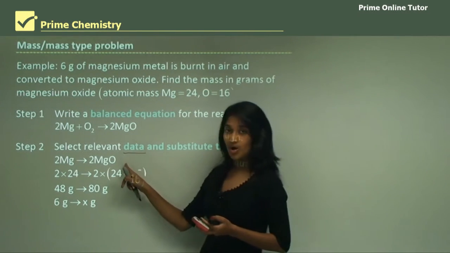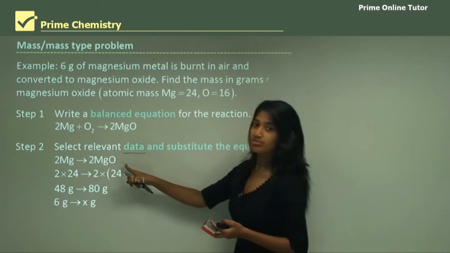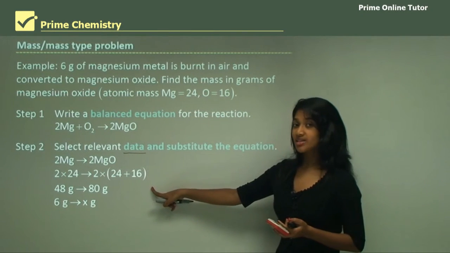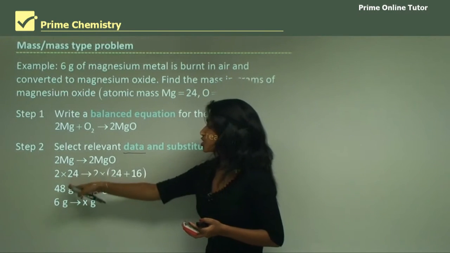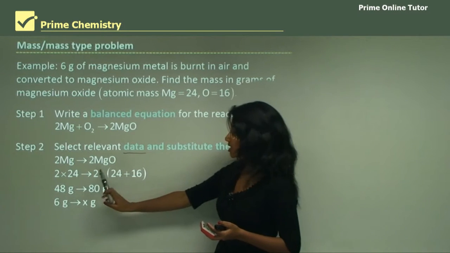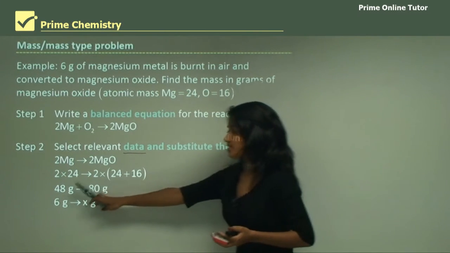Because magnesium oxide has a magnesium atom and an oxygen atom, we have to add them together. So magnesium is 24, oxygen is 16, giving us a total of 40. So 40 times 2. Then you would just simplify it. 2 times 24 gives you 48. 2 times 40 gives you 80. And you would compare your results like this.